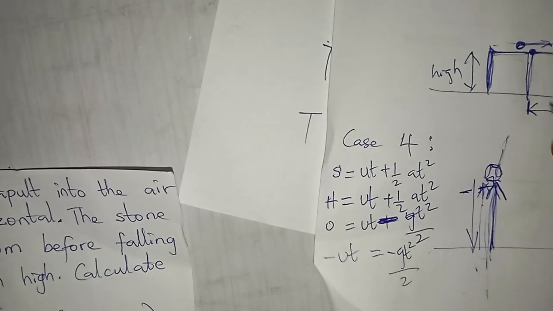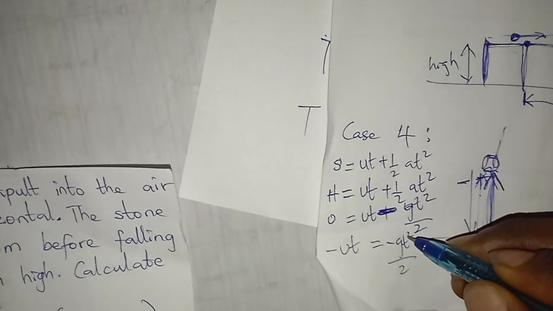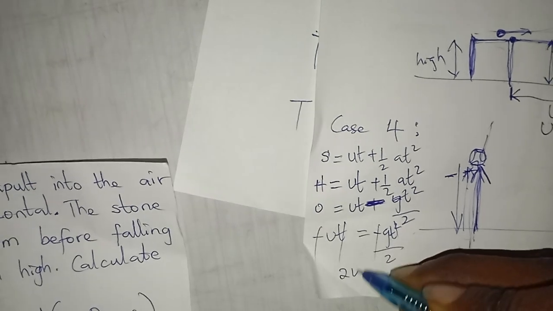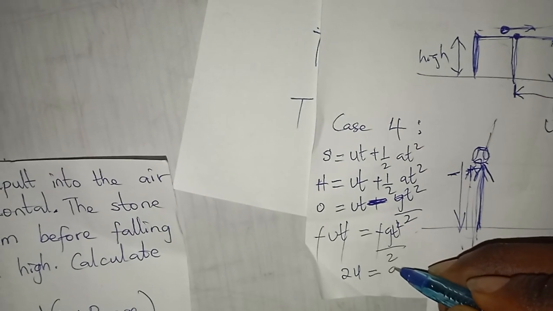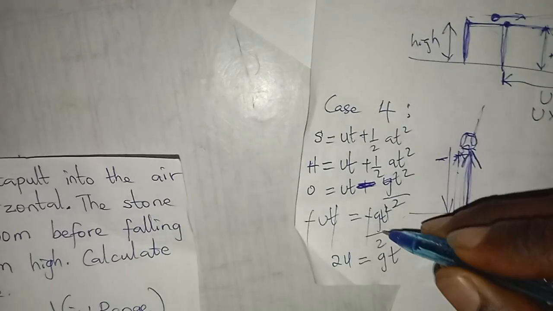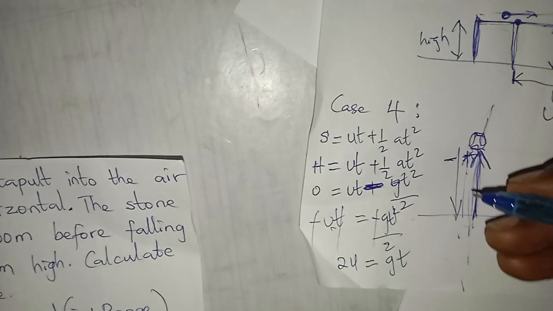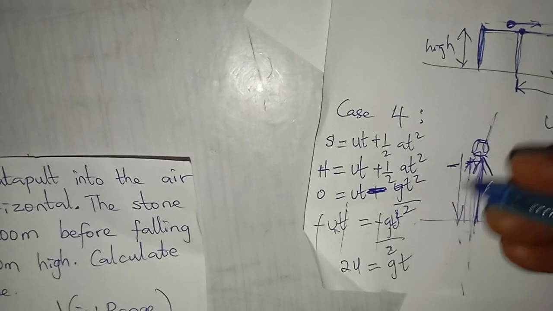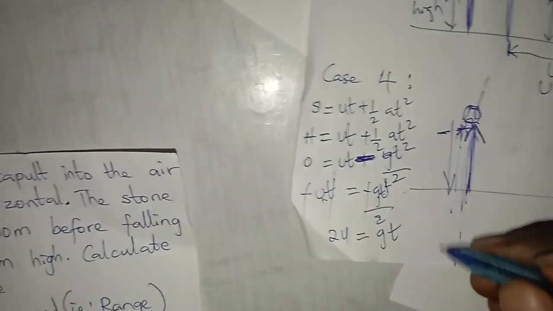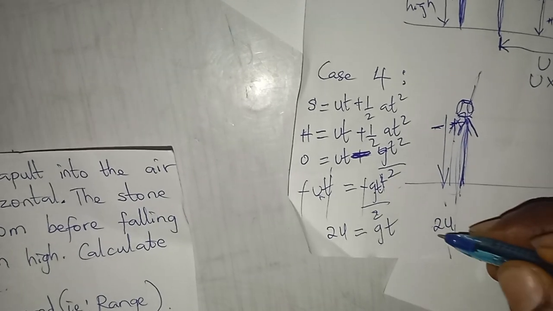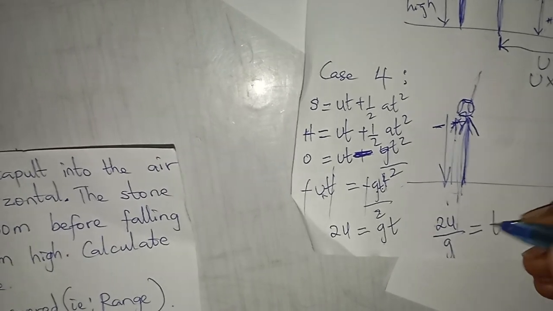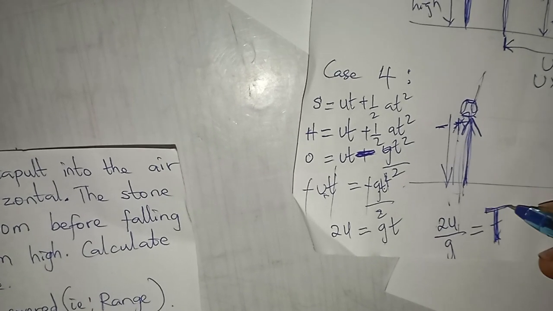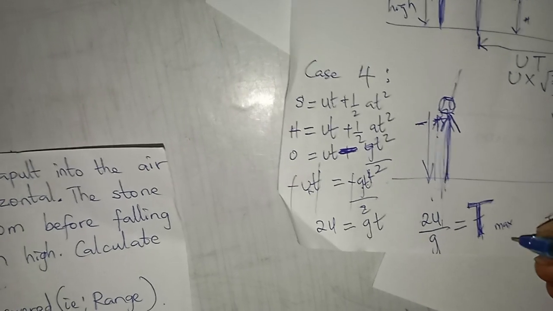This will become, cancel, so that I have 2u equals gt. That is, these two will go and times this u, then gt, these two cancelled one thing, so that if I make t the subject of the formula, I now have 2u over g equals t, and the t here is supposed to be capital T, but you know we are getting it from the equation. So this one is the time of flight.